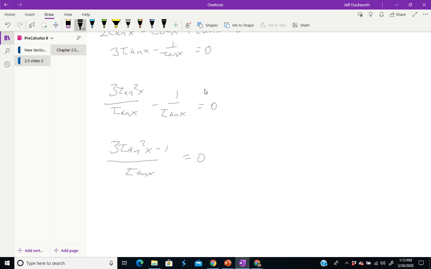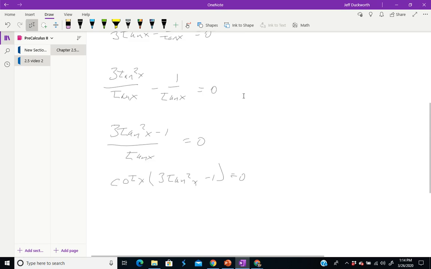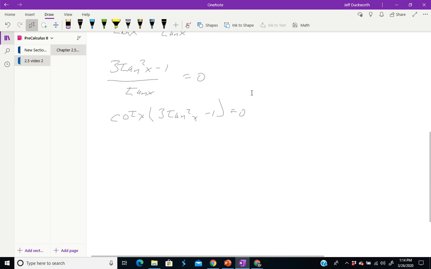Now, I've got a tangent in the denominator, which means I can put a cotangent in the numerator. Now I have the product I want. So cotangent multiplied by 3 tangent squared minus 1. All right, and I'm going to scroll down a bit again. So now I'm good if either the first part cotangent of x equals 0 or if the 3 tangent squared x minus 1 equals 0.